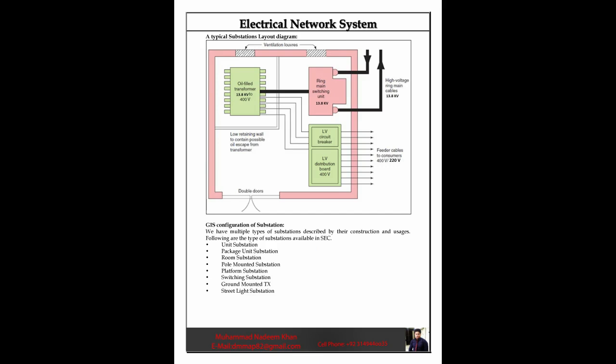GIS configuration of substation. We have multiple types of substations described by their construction and usages. Following are the types of substations available in SEC. Unit substation. Package unit substation. Room substation. Pole-mounted substation. Platform substation. Switching substation. Ground-mounted TX. Streetlight substation.